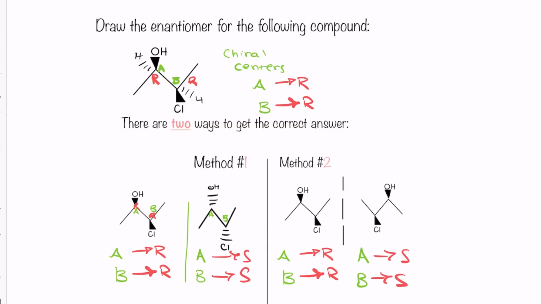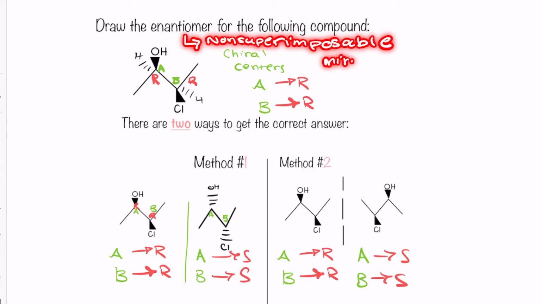Now I want to take a minute to talk to you about these 2 enantiomers here. You might have heard another definition about enantiomers, that enantiomers are non-superimposable mirror images of one another.